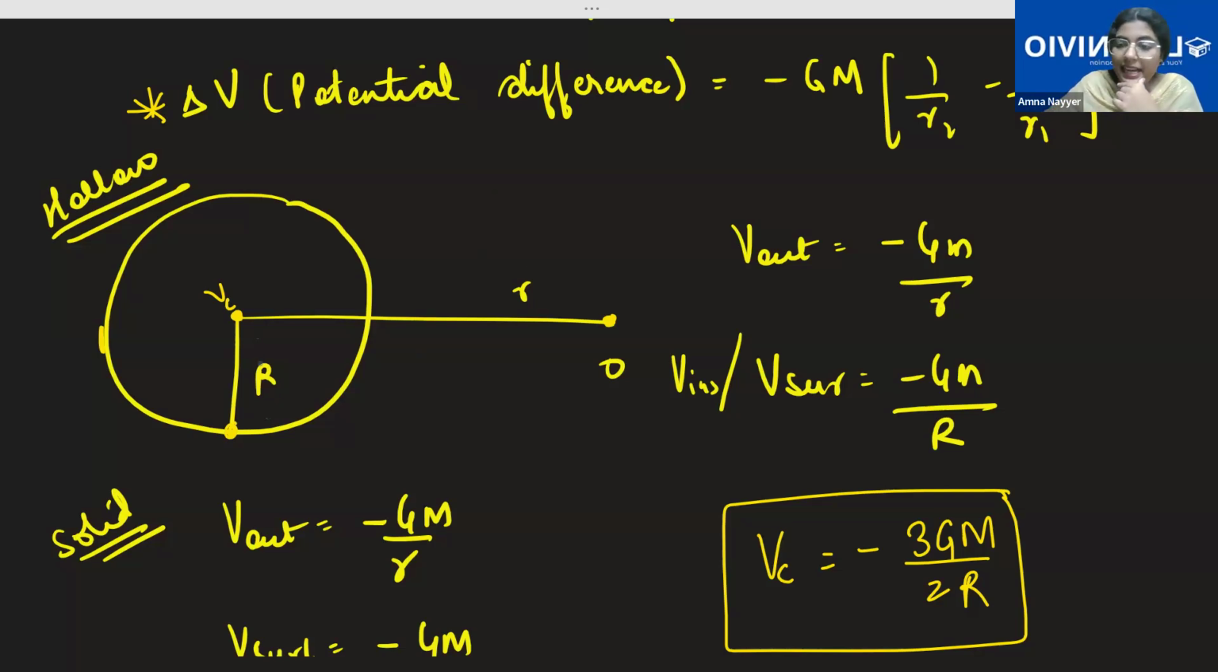So the inside part and the surface both will have the radius. See, this is the radius. When I say capital R, this is the radius, and when I say small r, this is the separation. What's the difference between separation and the radius?